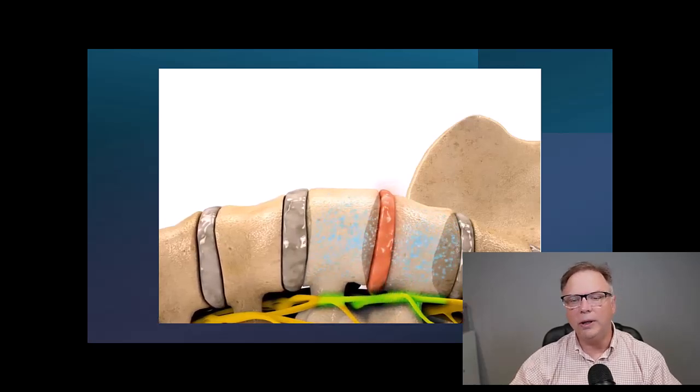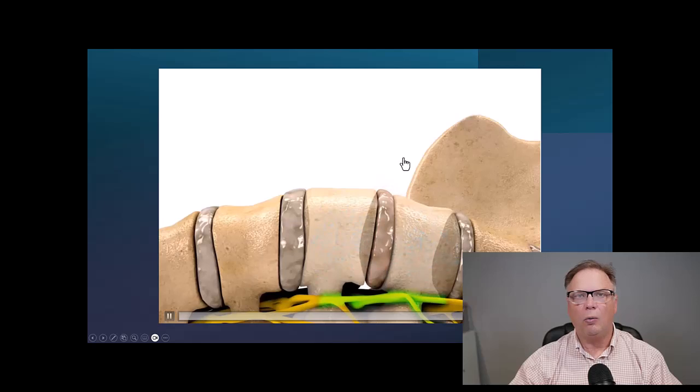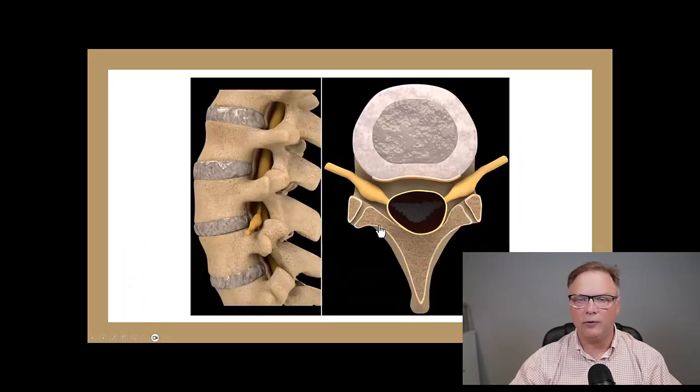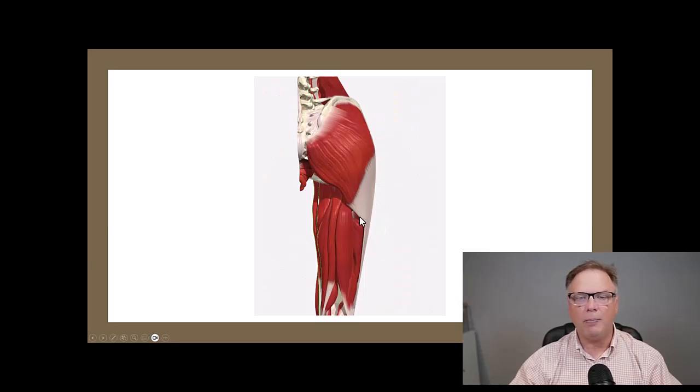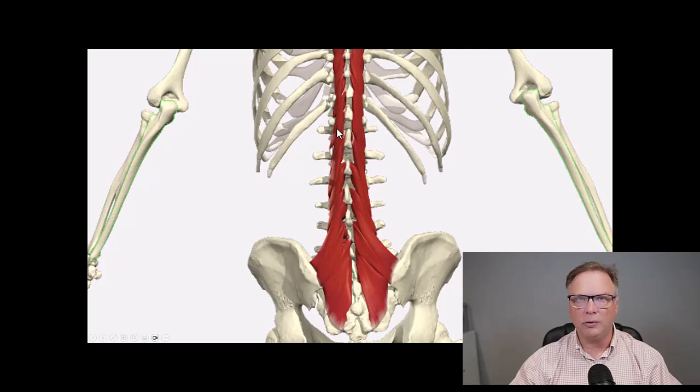But what nobody talks about is what happened that excessive forces were transmitted to the disc in the first place. Well, what happened is that these muscles right here, the multifidus muscles, at some point became weak. And they can become weak because there's inactivity, there's a sedentary lifestyle, just a nervous system dysfunction.